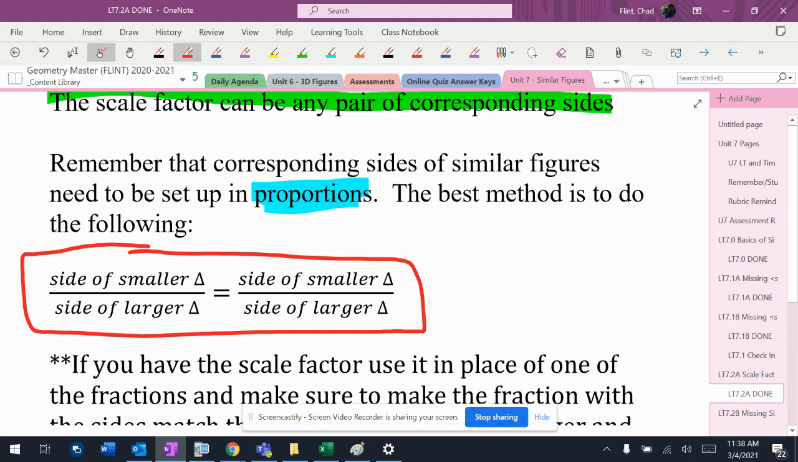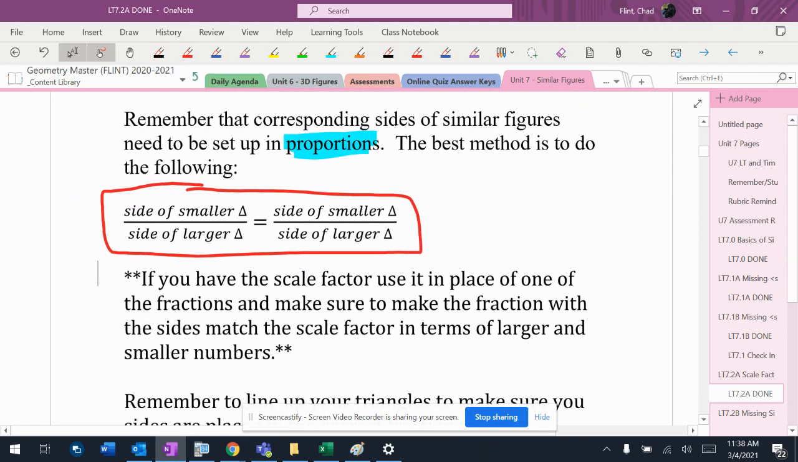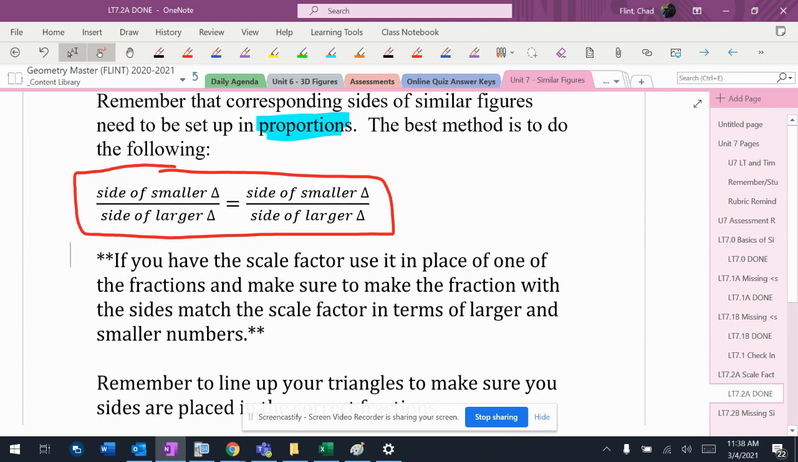But you should pick a way that you're always going to do this, and then set your proportions up that way every single time. I suggest this method just because I think it's the easiest one. Make sure that we have a way that we do them all the time, because setting up proportions can get very confusing very quickly if we don't.